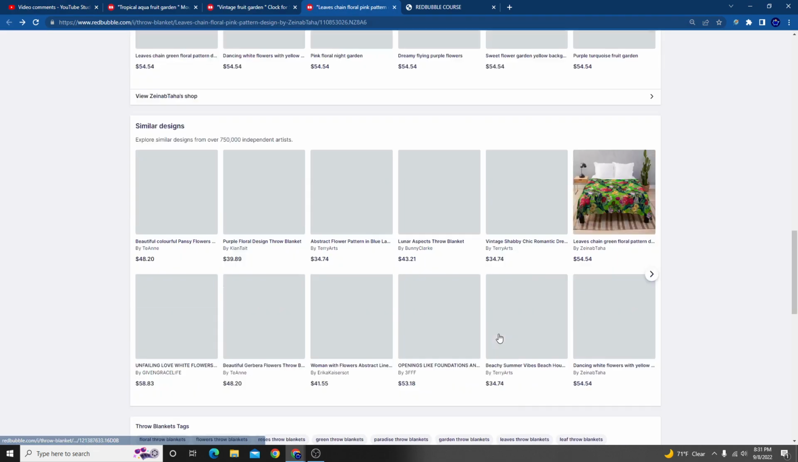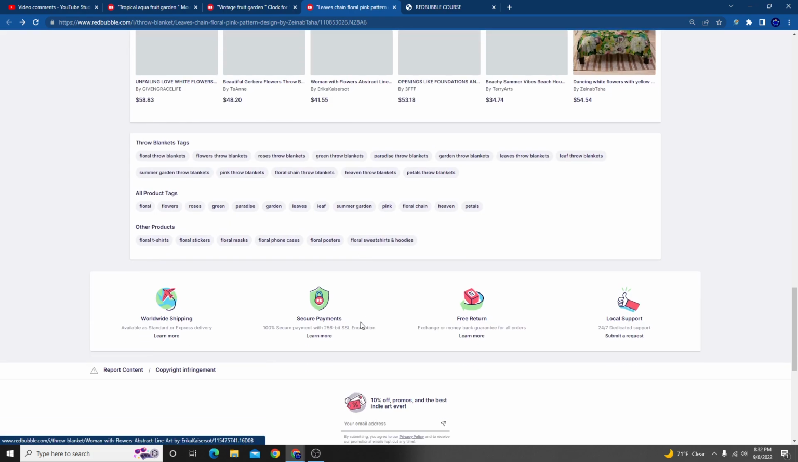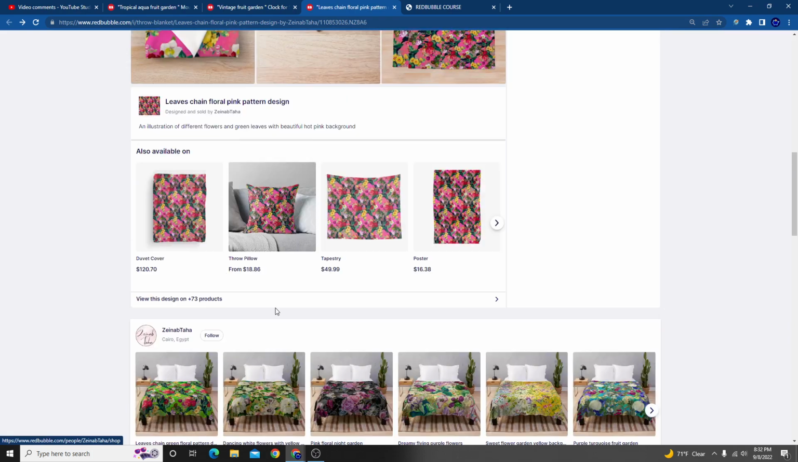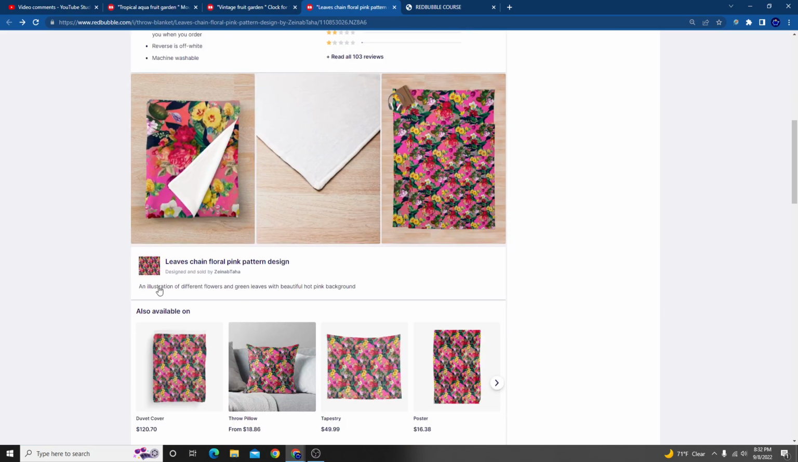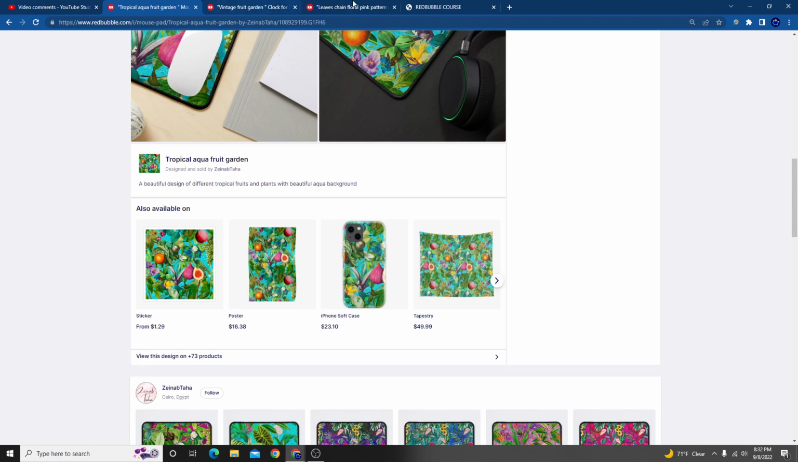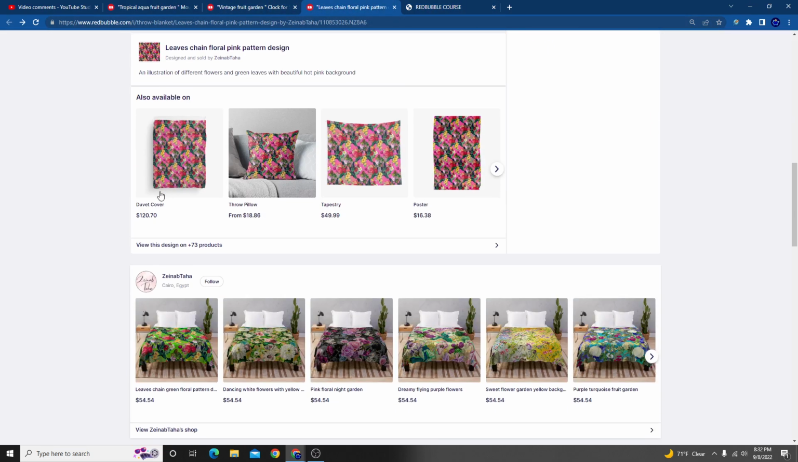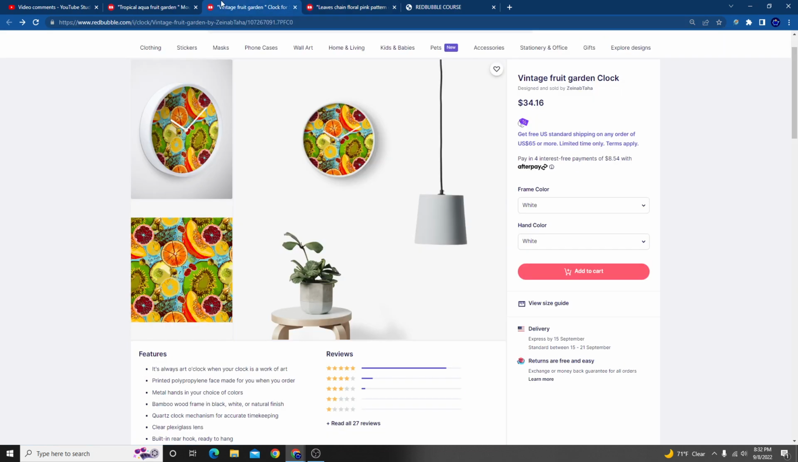I didn't even take a look at it. I don't even know how many products you uploaded descriptions for. An illustration of different flowers and green leaves with beautiful hot pink background. I don't really think your descriptions are an issue necessarily. I just don't think that they necessarily help your SEO. But your title and, like I said, your tags are in a position where your SEO is already damaged. The descriptions don't really matter.